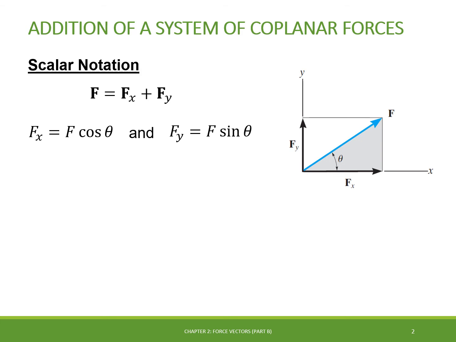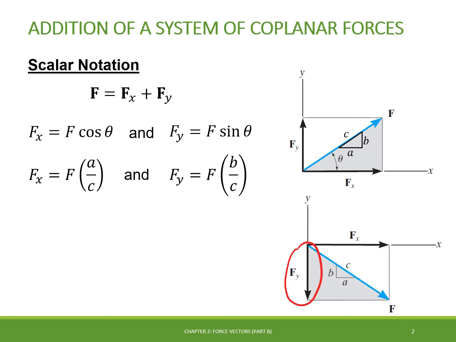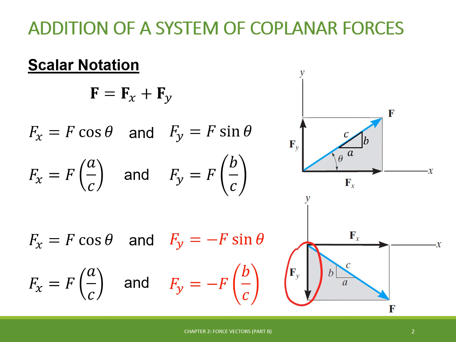An alternative, but useful way to represent the direction of F, other than using theta, is by defining a small slope triangle similar to the big shaded one in this figure. Then, using this notation, the components Fx and Fy are given by the following equation. If one of the components is oriented in the negative direction, like the y component in this figure right here, then their magnitudes are calculated using those equations, in which the y component receives a negative sign.